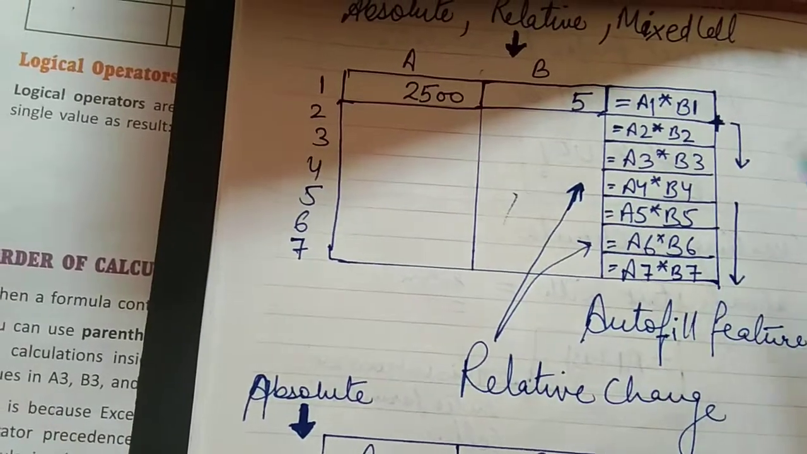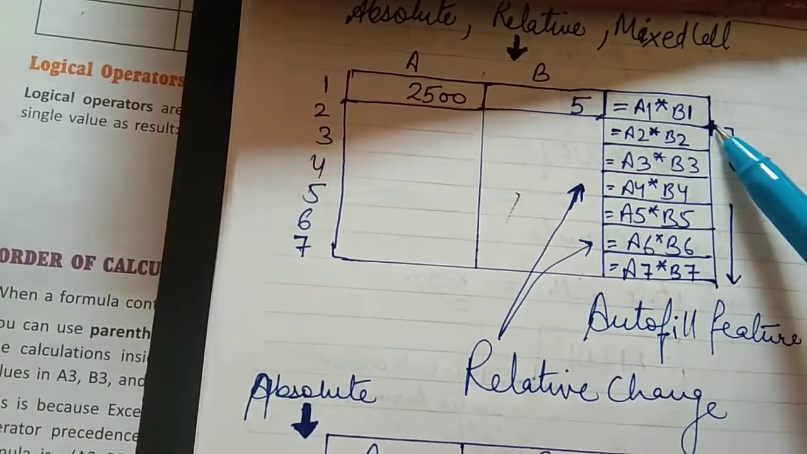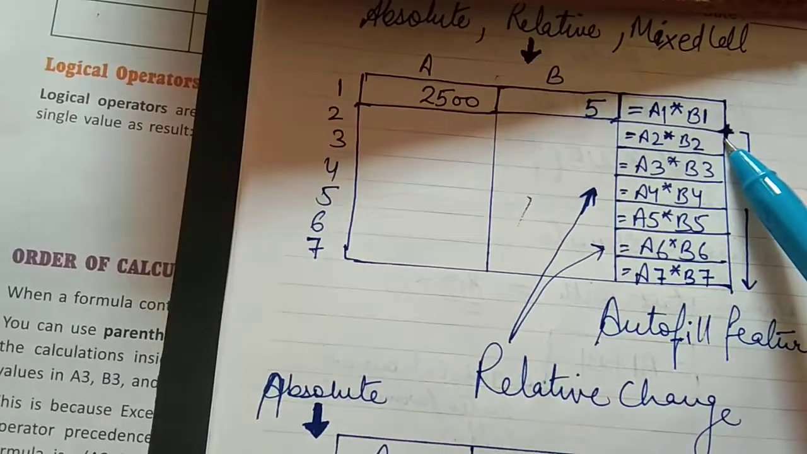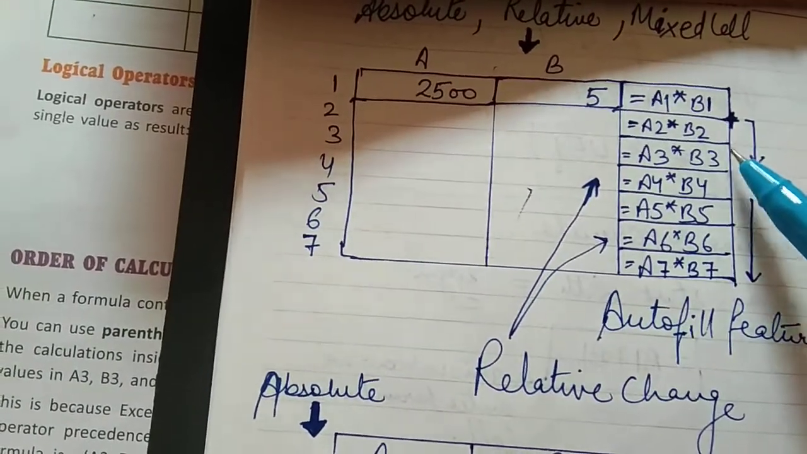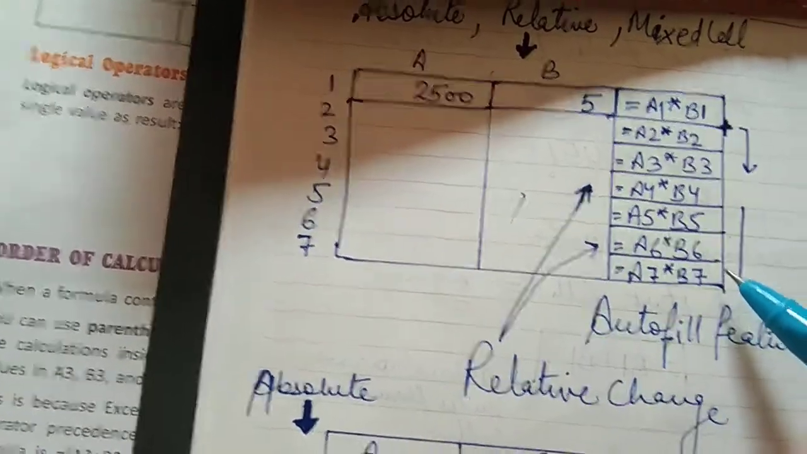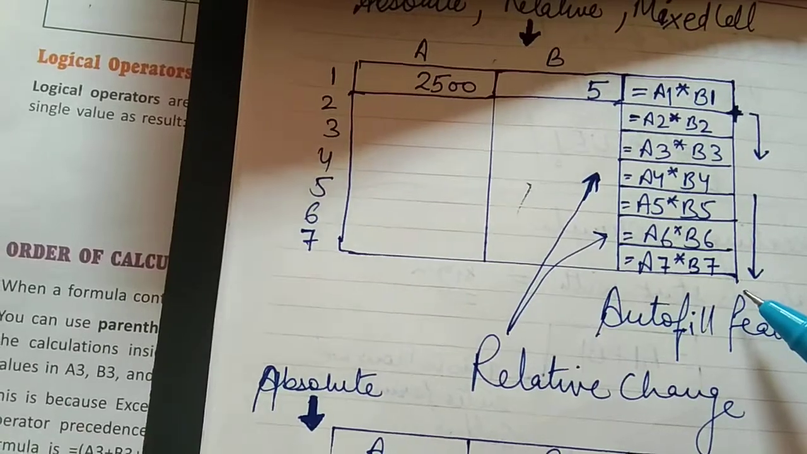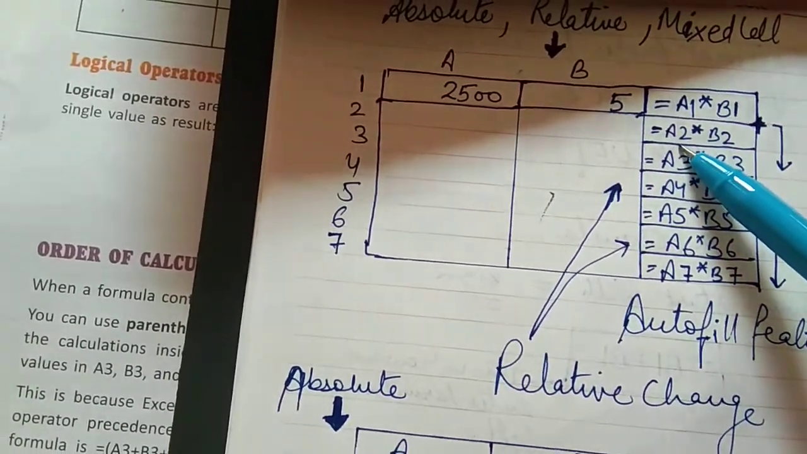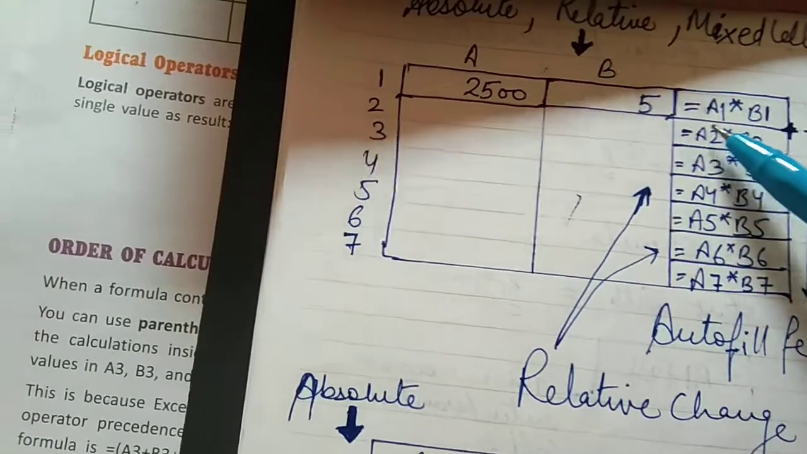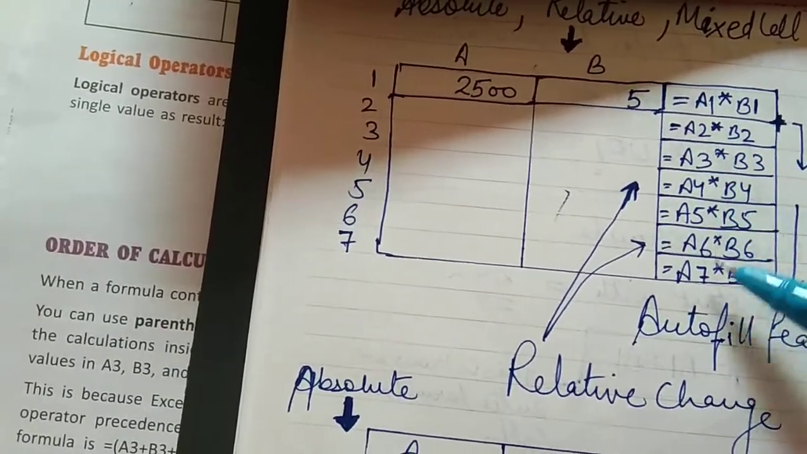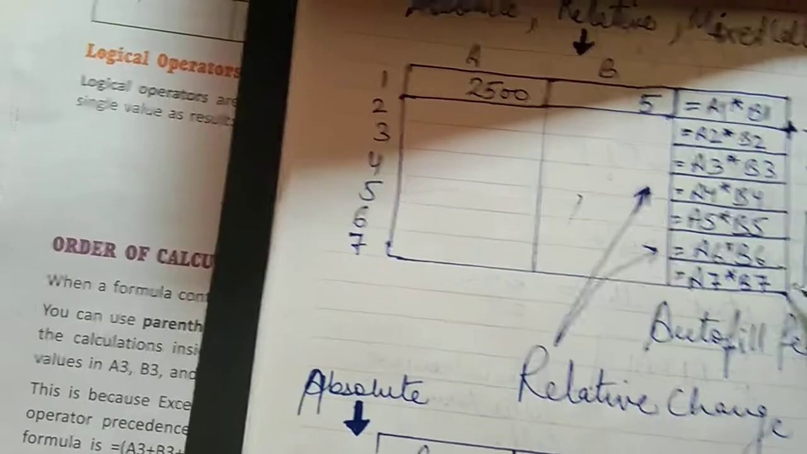What I will do is, I will point my mouse here. It will show us the thin plus sign. I will drag that plus sign till where I want to copy the formula. It will autofill the formula. How will it autofill? With the relative change. Relative change means automatically it will change the number of the rows as we are dragging the mouse.